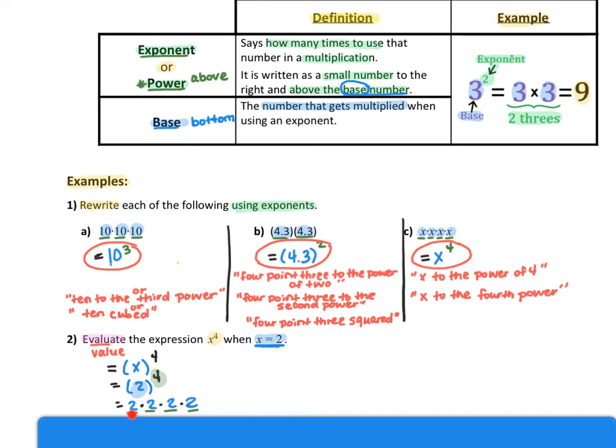2 times 2 is 4. 2 times 2 is 4. And if we take those two 4s and multiply them together, the answer to number 2 is going to be 16. So the value of this expression when x is equal to 2 is 16.